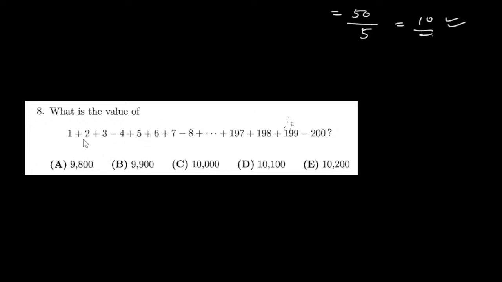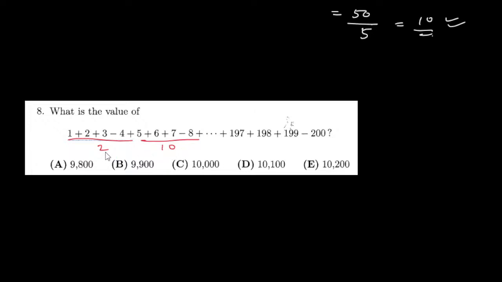Okay, so if I see 1 plus 2 plus 3 minus 4, how much is this number? 2 plus 1 is 3, 3 plus 3 is 6, 6 minus 4, we will get 2. Similarly here 5 plus 6 plus 7 minus 8. Now 5 plus 6 is 11, 11 plus 7 is 18, 18 minus 8, we will get 10 as the sum here.